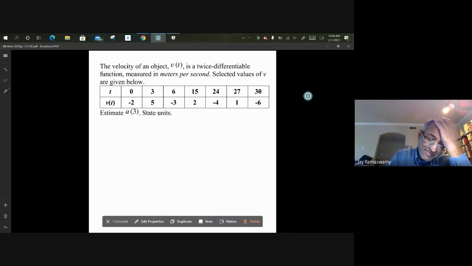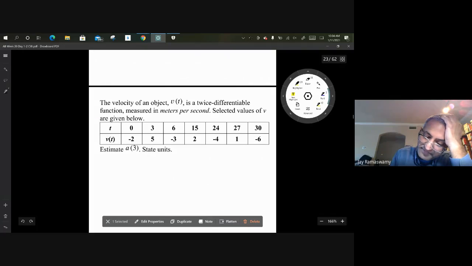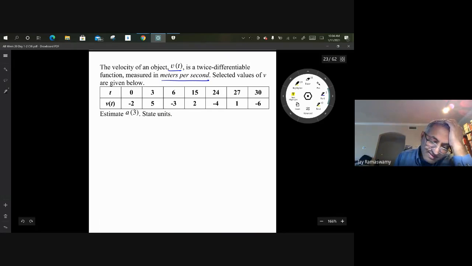It says the velocity of an object is a twice differentiable function measured in meters per second. You can write that down. Okay, velocity is given, measured in meters per second. Selected values of v of t are given in the table below. And part A says estimate a of 3.